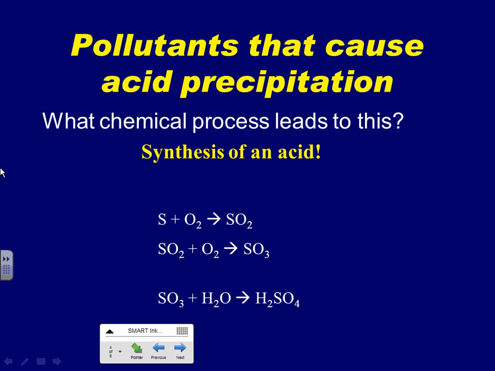Pollutants that cause acid precipitation. What chemical process leads to this? When you burn fossil fuels, things like diesel fuel, gasoline not so much, coal. Coal contains a lot of sulfur impurities. That's what makes crude oil stinky. That's what gives petroleum that special smell on some of those mornings when the air is calm. It's the sulfur that's mixed with the fossil fuels.